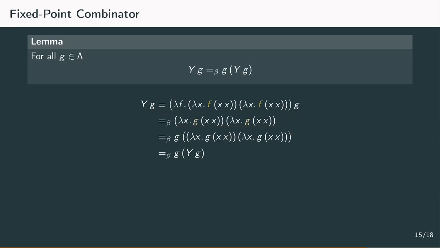Y applied to g is beta convertible to g applied to Yg. So Y is indeed a term that returns the fixed point of a given input function and doesn't contain any free variables. Therefore, it's a fixed point combinator.